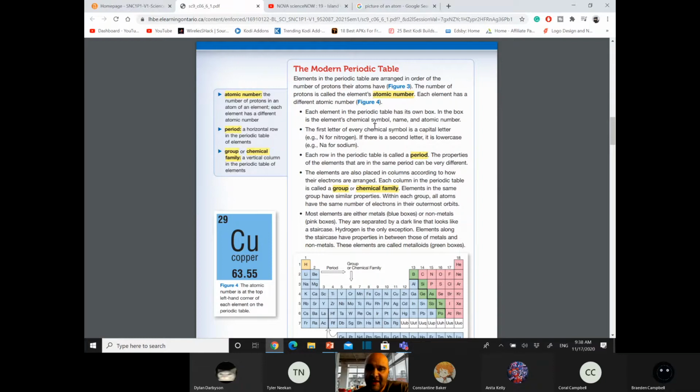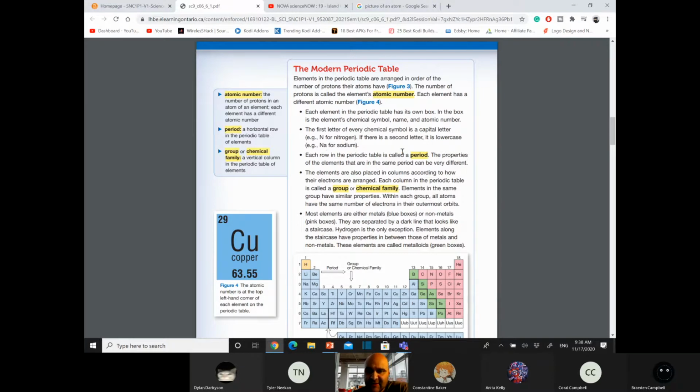The first letter of every chemical symbol is a capital letter, e.g. N for nitrogen, and the second letter is a lowercase one, A. So it's kind of like you can tell where an element's short form begins and ends, because we're going to start putting these short forms together soon.